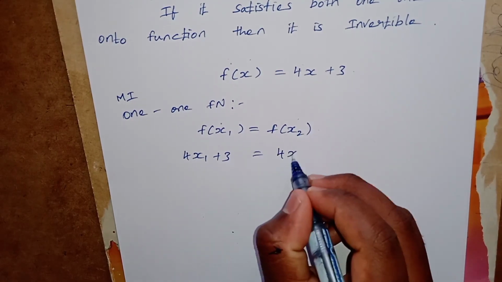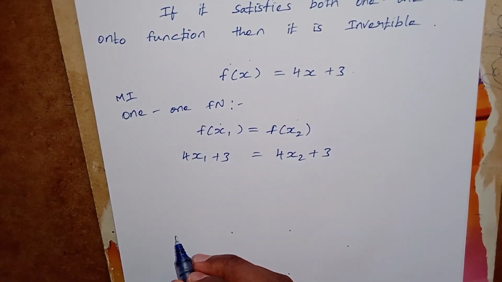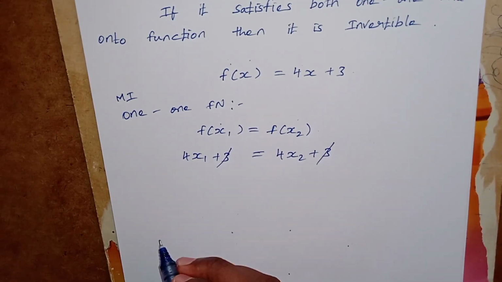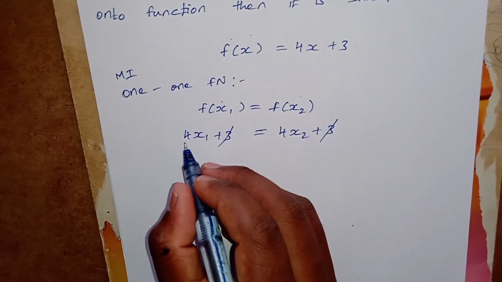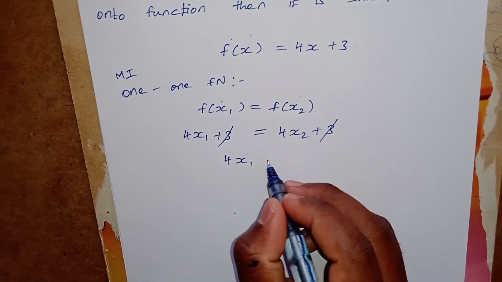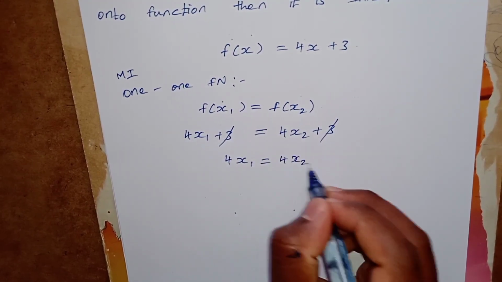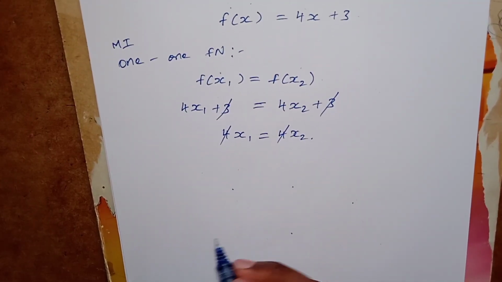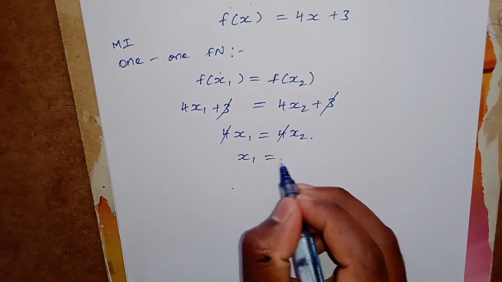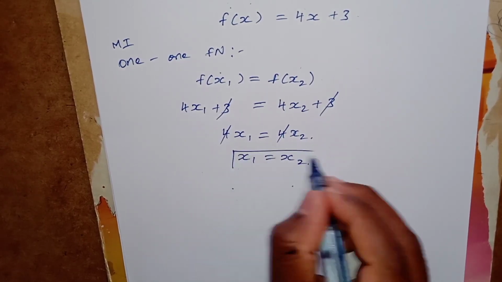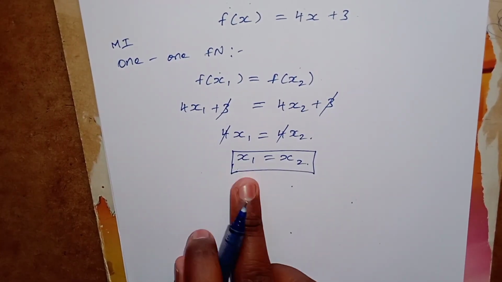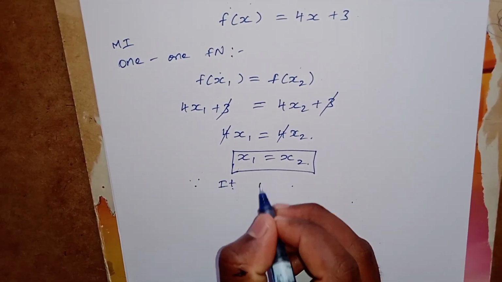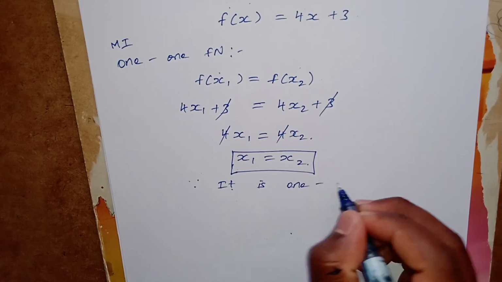Therefore 4x2 plus 3. Now you have to cancel the same terms. Here next, 4x1 equal to 4x2. Therefore the 4 cancels because it is the same term. Next x1 equal to x2. Here x1 equal to x2. Therefore it is a one-one function.